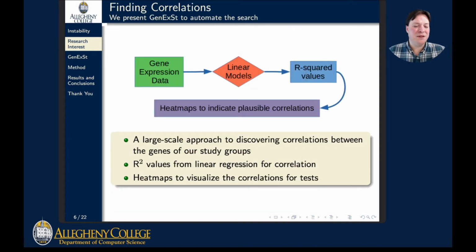So to find these correlations, our tool comes in at this point. We basically take gene expression data, we use it to create linear models, and from those linear models we collect R-squared values, and the R-squared values are then used to create these heat maps. And the heat maps are then going to show us which are the elevated R values, or R-squared values. In that case, those are the values which appear to have a good correlation between types of genes. Heat maps were used to help us visualize these results.